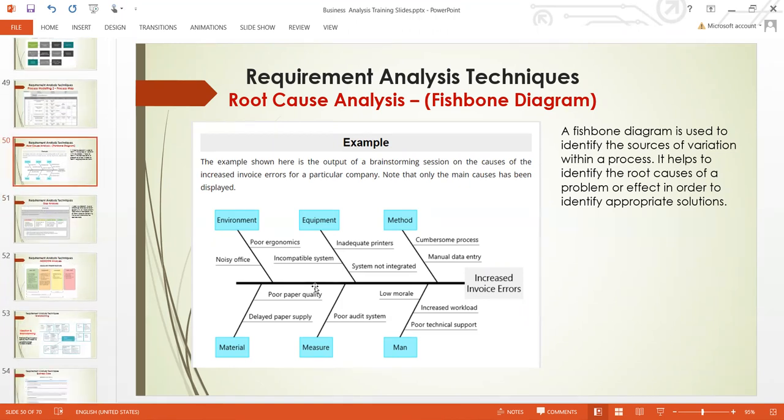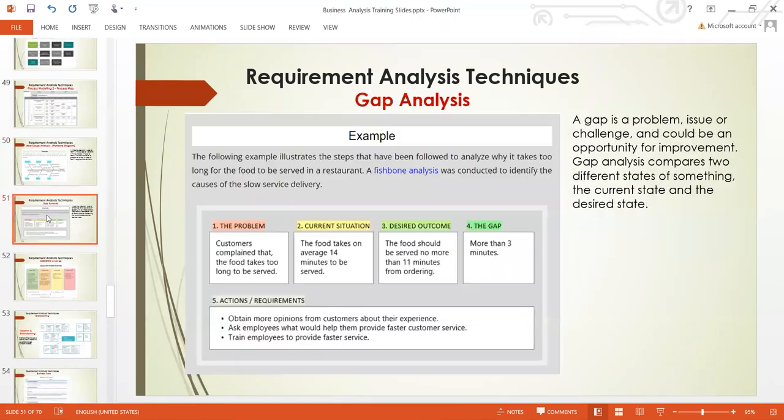Then we are going to move to another technique. And the technique we are going to look into now is gap analysis. Gap analysis is a very important technique in business analysis.